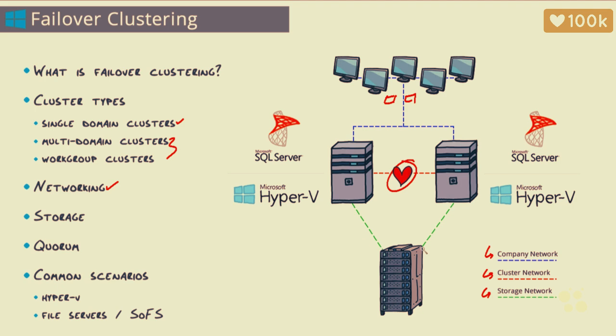We can do this down at the storage level by providing our cluster with multiple pathways into our shared storage. We can do this using MPIO. And then for our cluster network, we'll want to make sure that we have multiple network interface cards in a team. So use NIC teaming here to ensure redundancy at the NIC level in our cluster nodes.